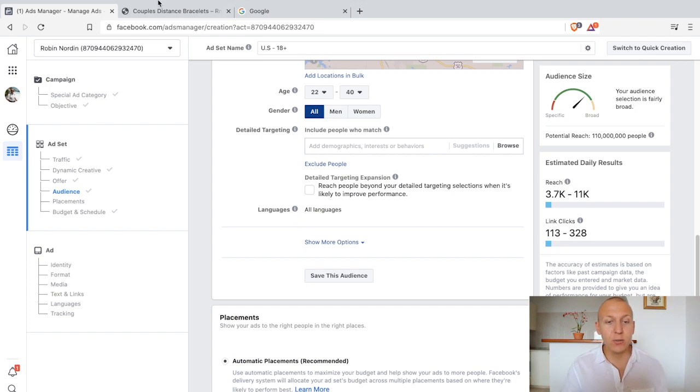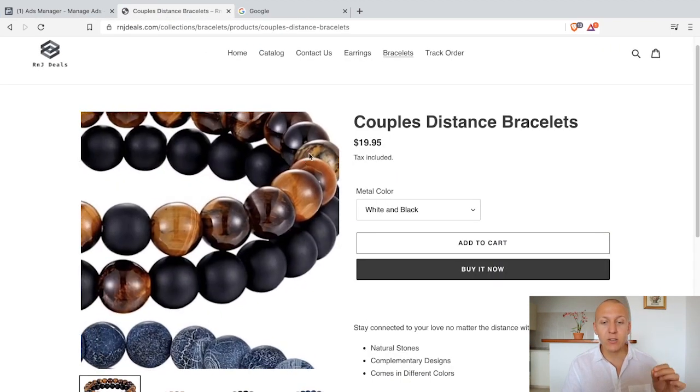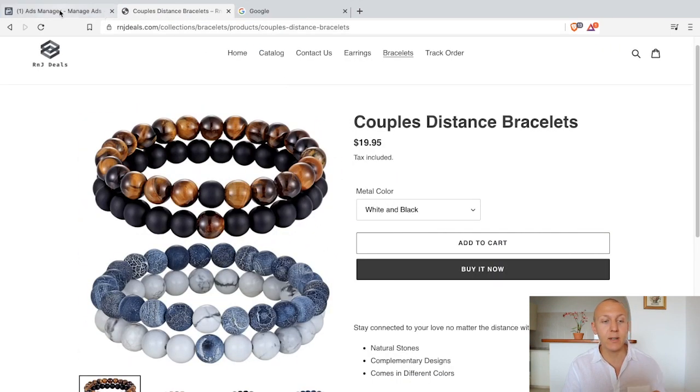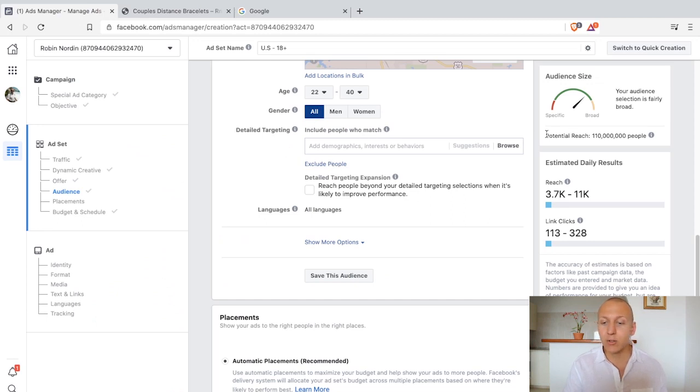So what we're going to do is try to figure out what sort of person would buy a couples distance bracelet, and at the same time we're going to keep an eye on the potential reach here, right? Right now it's at 110 million people. This, the detailed targeting space, is our chance to move this down to between 100,000 and 1 million people and try to match that sweet spot of about 500,000 people.